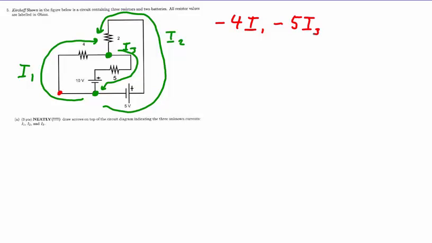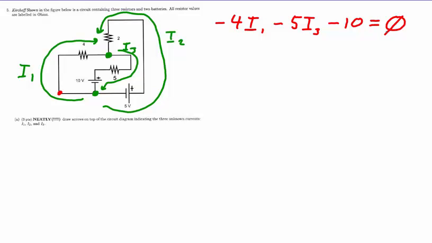Finally, we're going to cross the 10 volt battery. When you cross a battery, the sign that you get does not depend upon the direction of the current. Instead, it depends upon the orientation of the battery. In this case, we're going from the positive to the negative of the battery. Therefore, we are again going downhill, and we will have minus 10 volts. Kirchhoff's loop law is that the change in voltage around any closed loop adds up to a total of 0, and so this completes our first loop equation.